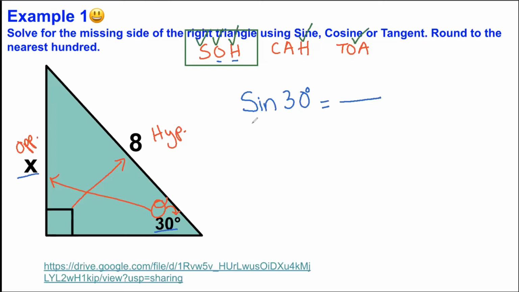Opposite in this case is x. And hypotenuse in this case is 8. So there I created that ratio, that little equation that I wanted. And now I'm going to solve for that missing side, which is x.